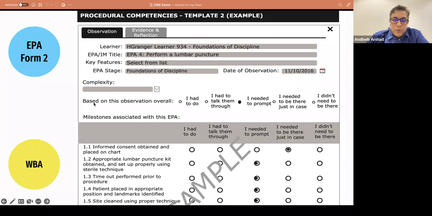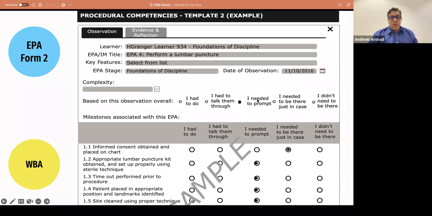Okay, but let's come to here. This is assessment based on this observation overall, and that's the trust scale. I had to do it myself. So based on this observation, I had to do the lumbar puncture myself. That is the lowest level of trust on that very resident or that very student. You had to do the procedure yourself, or you had to talk them through. So you were telling them the steps and they did it. That is a little higher level of trust.